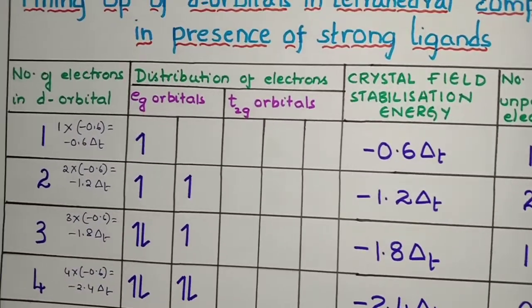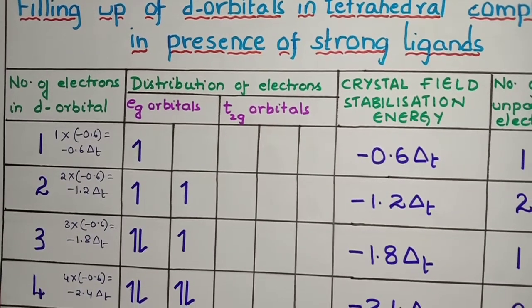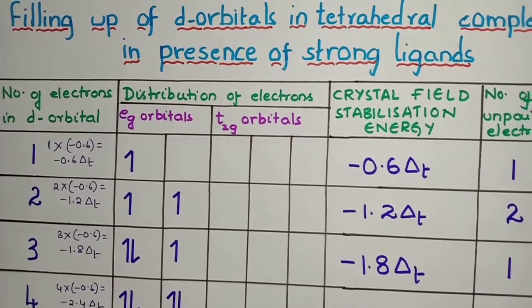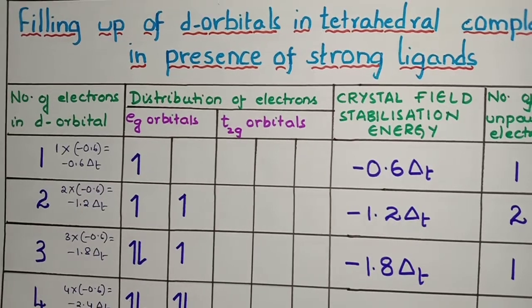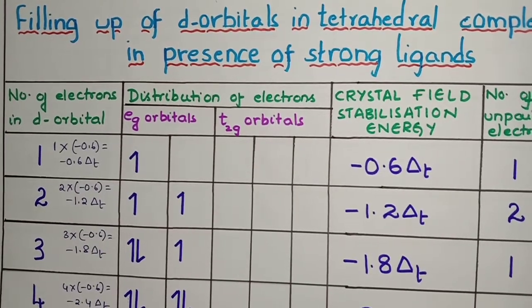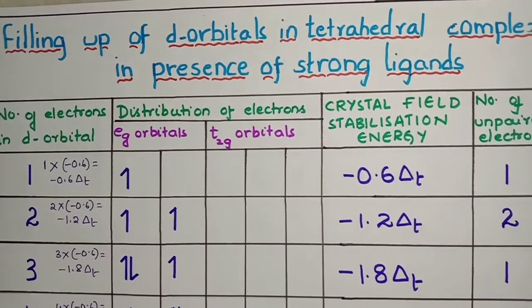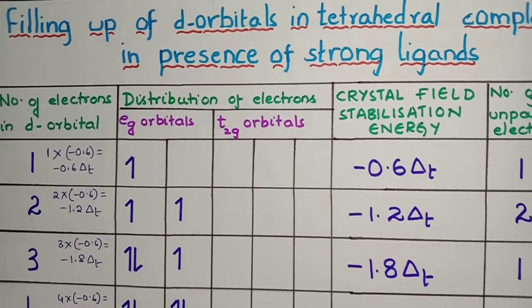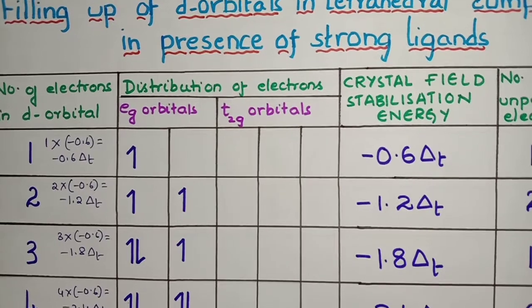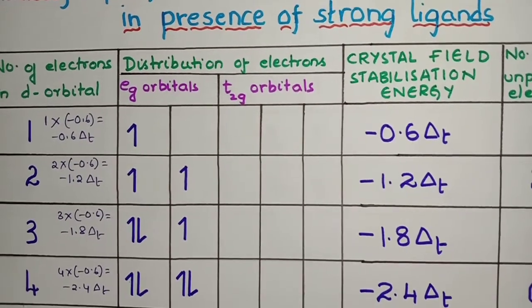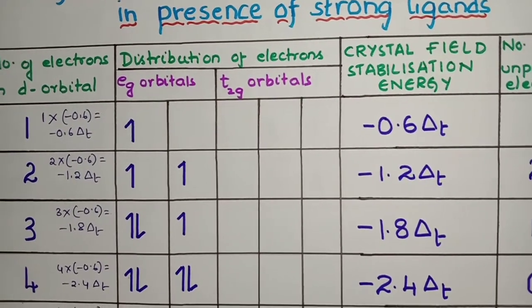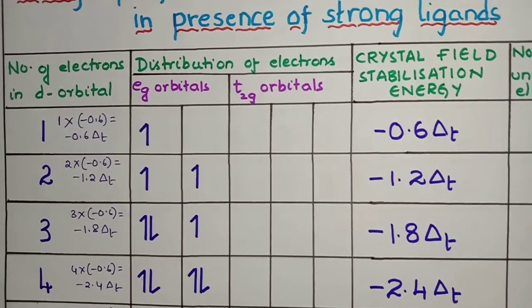Do you remember students, I have given you a formula for calculation of CFSE, which is equal to number of electrons in Eg orbitals into minus 0.6 delta T plus number of electrons in T2G into 0.4 delta T. So, using that formula, we will be calculating CFSE.